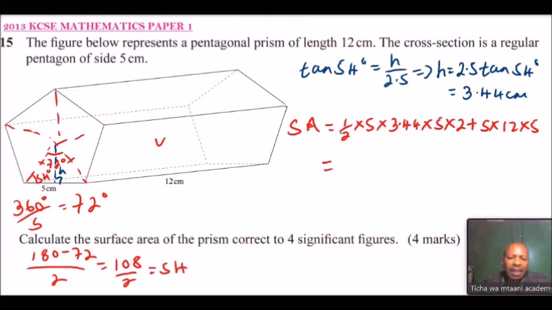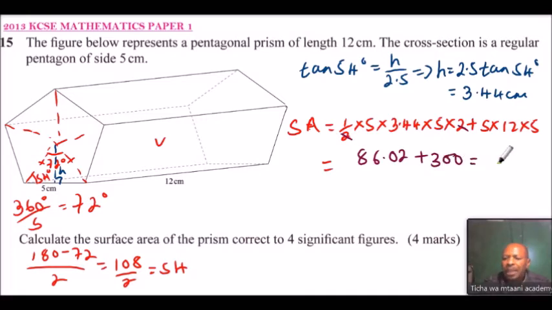Let's say we can divide that by 2 here. So you use your calculator, multiply 5 multiplied by 3.4, 4 multiplied by 5. When you do that, you should be able to get 86.02 using your calculator, plus you multiply this. This will give you 300.